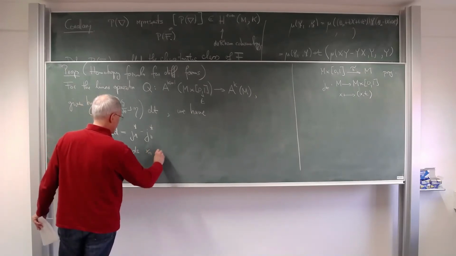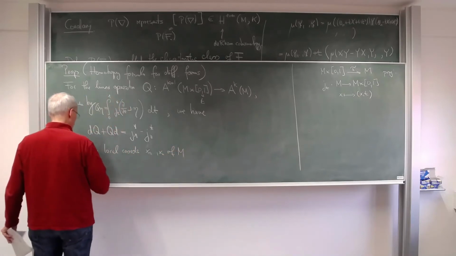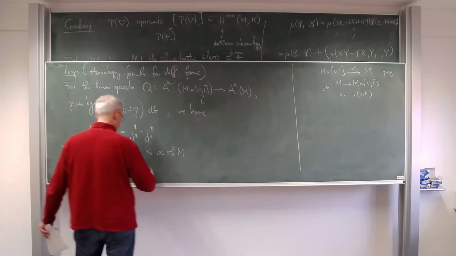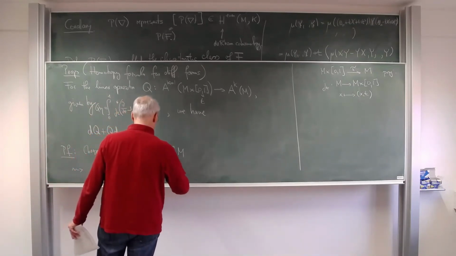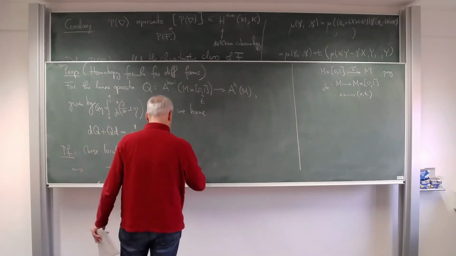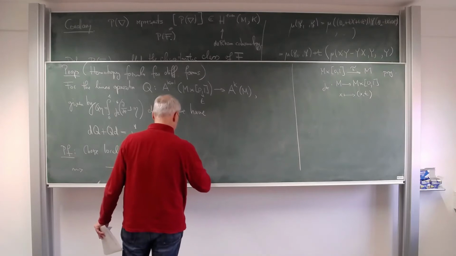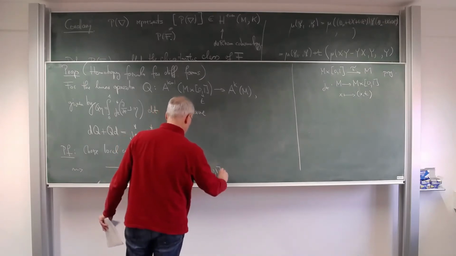x1 up to xn of M. And then, of course, you obtain local coordinates by adding this t variable of the manifold M cross interval. Maybe I'd like to abbreviate this by calling it M hat.